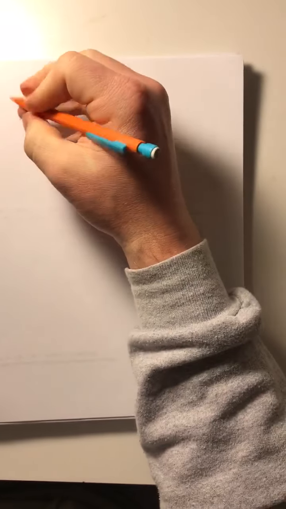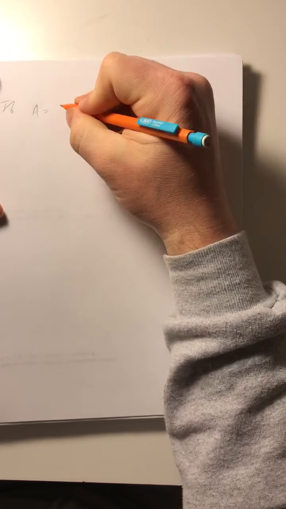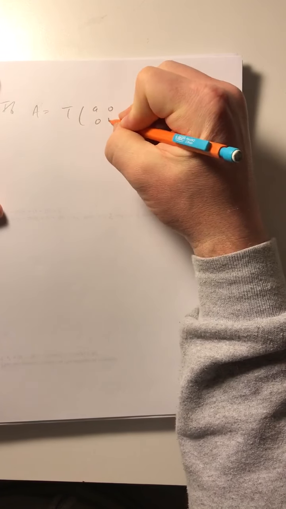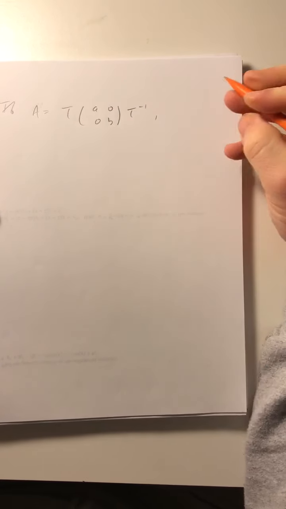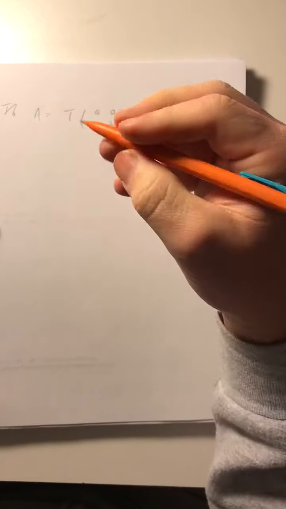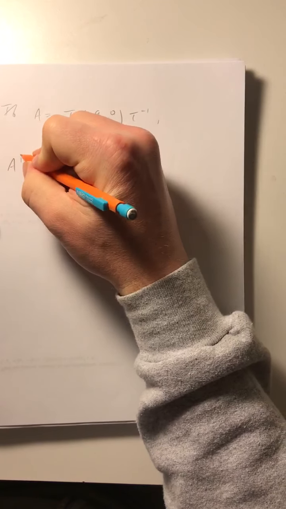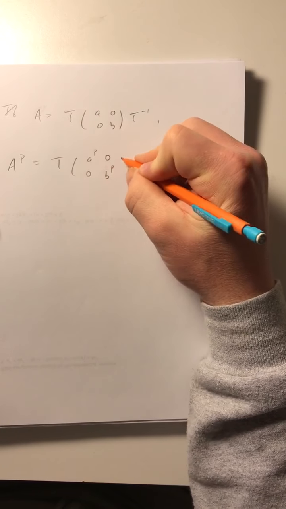Now you can prove this by induction. So if capital A equals T times the diagonal matrix A, 0, 0, B, times T inverse, where T is a 2 by 2 invertible matrix, so all the matrices here are 2 by 2. What I'm writing will make sense for not just 2 by 2 matrices, but 2 by 2 is what we care about because that's what we're going to use for Fibonacci numbers. If I want to raise it to the power P, I get T, A to the power P, 0, 0, B to the power P, T inverse.